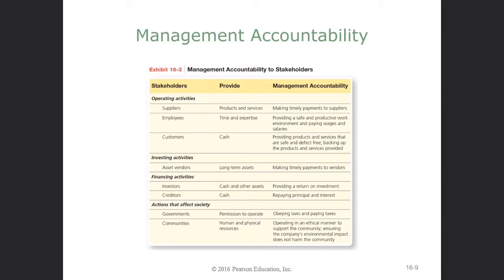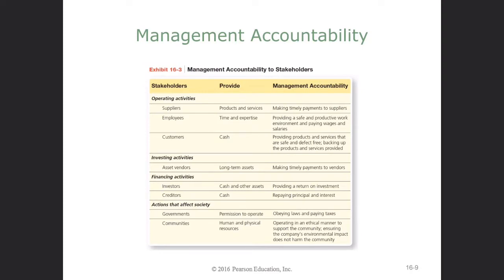Employees also fall within operating activities. Employees provide their time to the company, and they also provide their expertise. Management's responsibility to their employees is to provide a safe and productive work environment and to pay their wages and salaries.